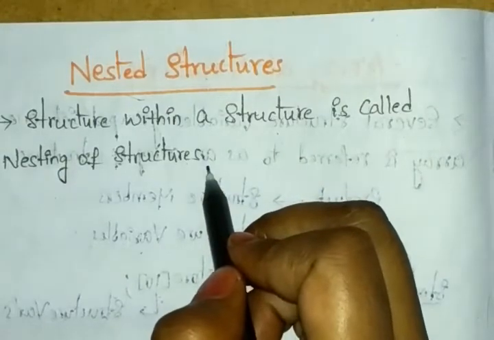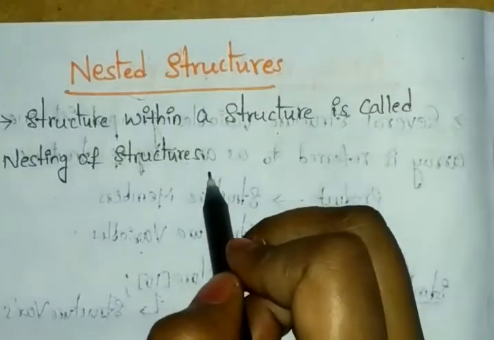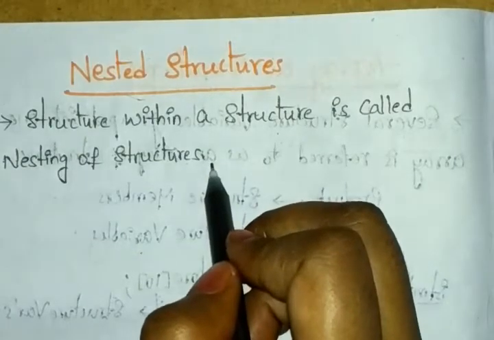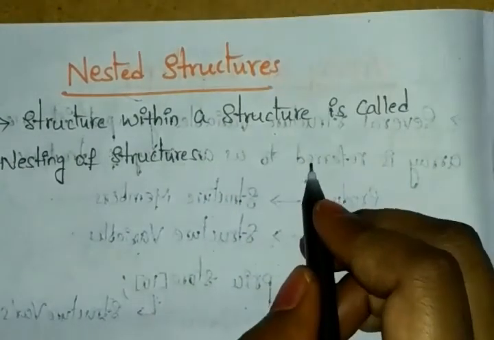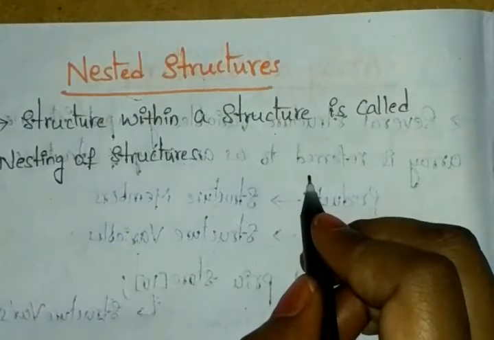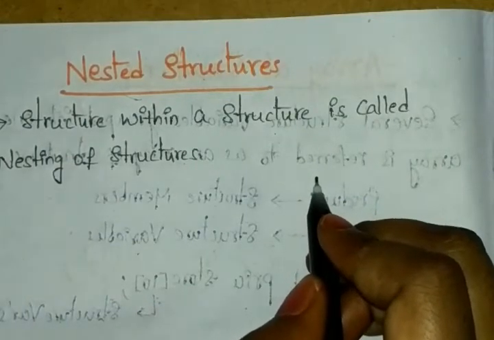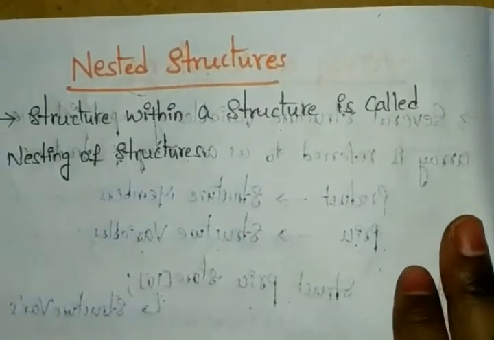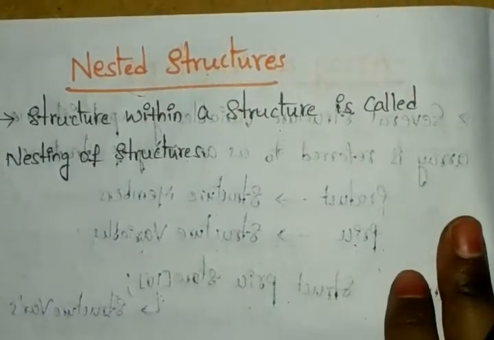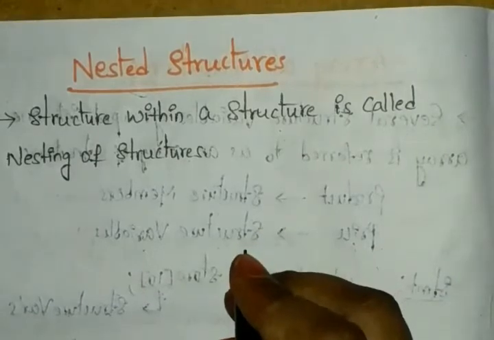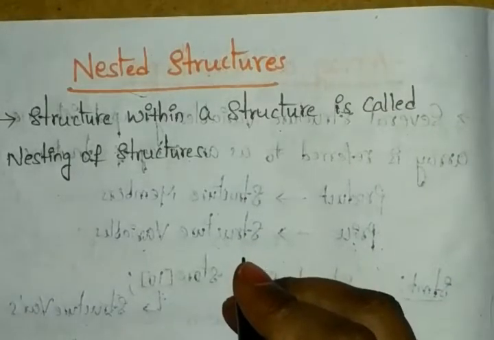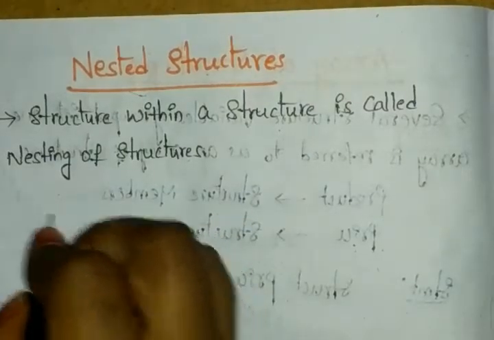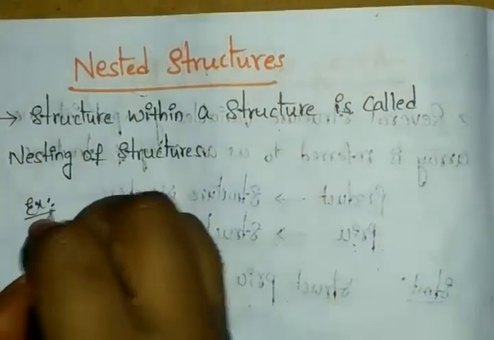Nested structures are available in the C language, and they can be performed inside of the structures. Just see one simple example, then you will understand how we perform nested structures in a program. Here I'm taking the example of employee salary.